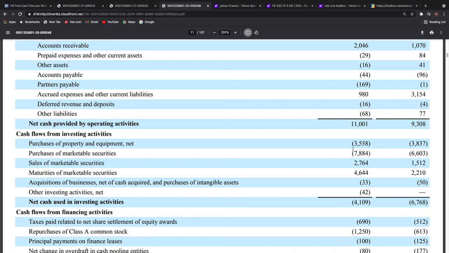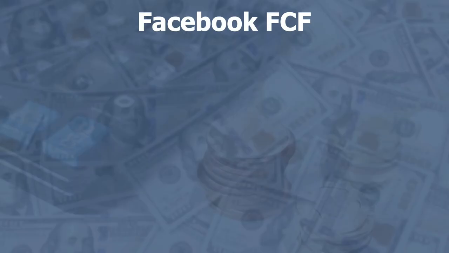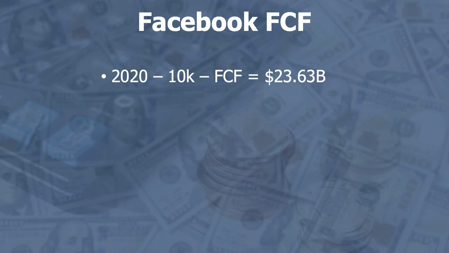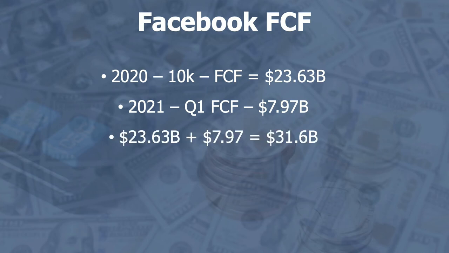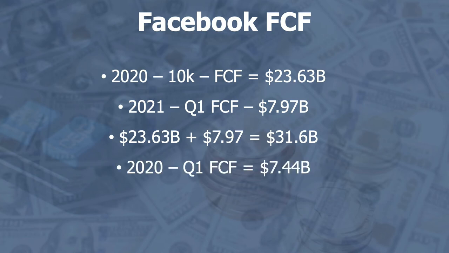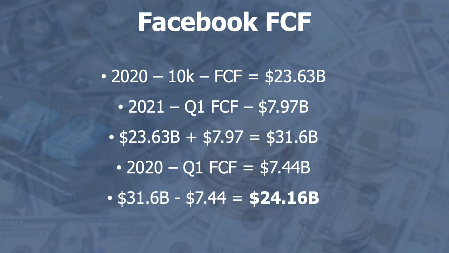So I'll just show you on a slide now how we came to that number. 2020 was the amount of free cash flow of 23,632. Then we added on the most recent quarter, which is 7,970. And then we removed the previous quarter from 2020, which is 7,443. That gives us a free cash flow of 24,159 for the trailing 12 months.